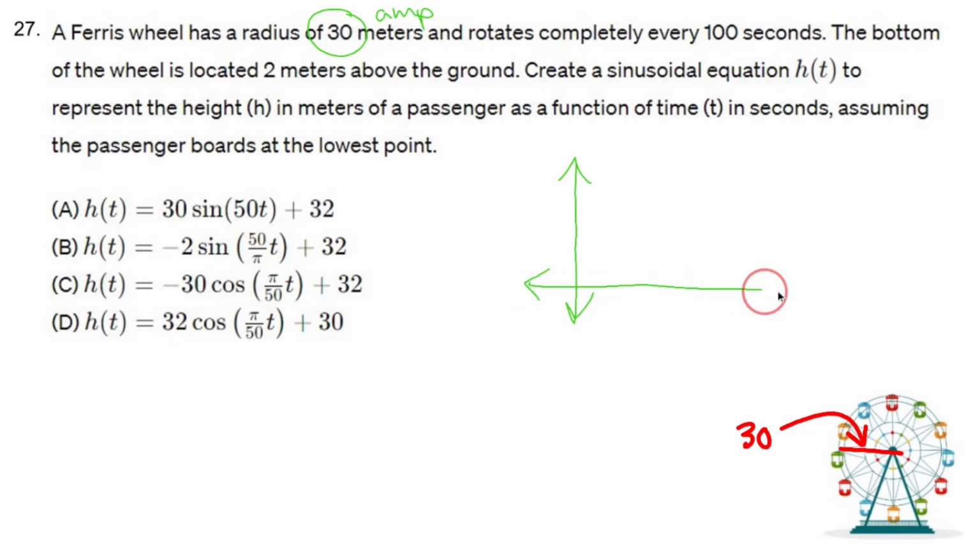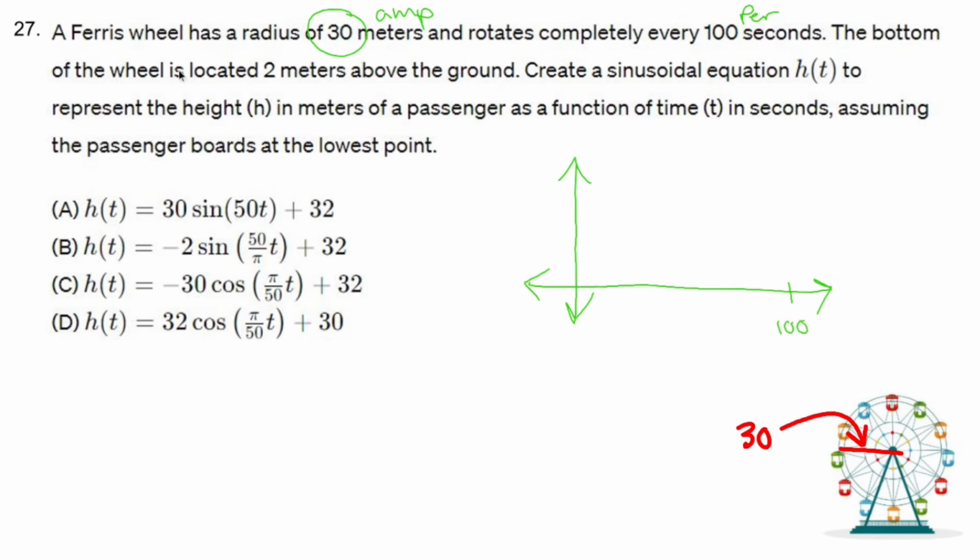So I like to make a rough graph. Not that it's necessary for this, but I always like to make a rough one anyway. So I know that the amplitude is 30. Great. It rotates completely every 100 seconds. That, boys and girls, is the period. So over here, I'm going to have 100 seconds.